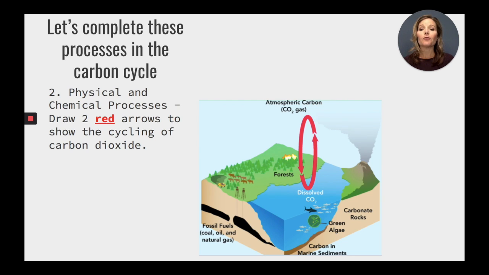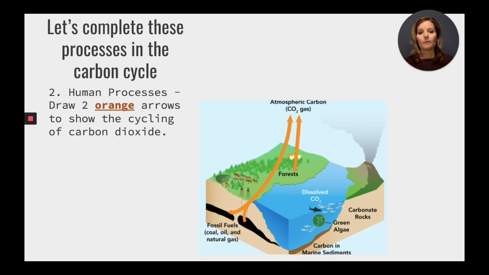Next, I'd like you to get your red colored pencil and show the cycling of carbon dioxide through the physical and chemical processes. And lastly, with your orange colored pencil, please draw 2 orange arrows to show the cycling of carbon dioxide from human impact. So in this case, the burning of fossil fuels is causing atmospheric carbon to rise, and also removing forested areas is causing carbon dioxide to increase.